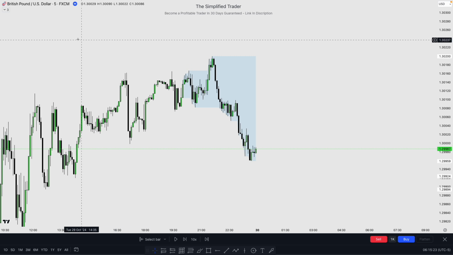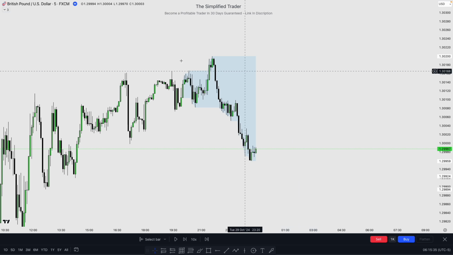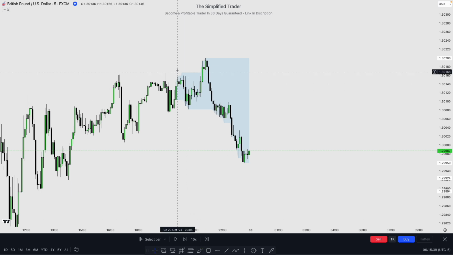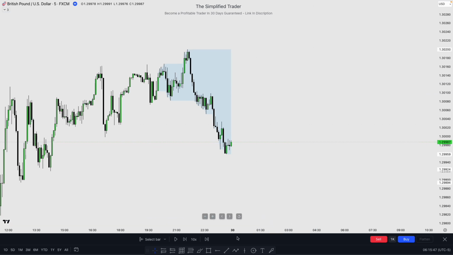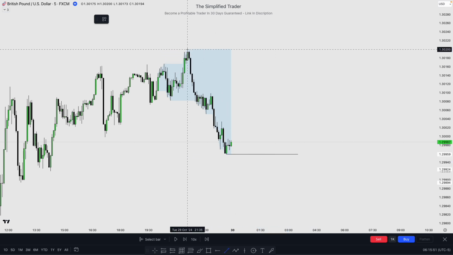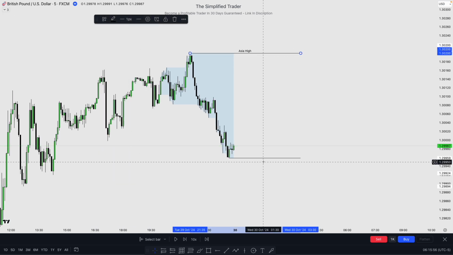Here we are on GBP USD on the 5-minute time frame. I want you to trade this strategy using only the 5-minute time frame, or at least this is the time frame that I've been trading it on, and I have found the most success with the 5-minute time frame. So here you can see we have the start of Asia kill zone. This is 8 p.m. New York time, UTC -5. And we can go ahead and mark out the low of Asia and the high of Asia. So this will be my Asia high.